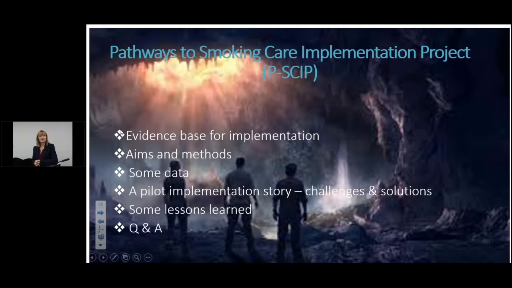All right, so the P-SCIP project, what we're going to run through today is firstly the evidence base as to why implementation should be important in this particular setting, also some of the aims and methods of the study, a little bit of the data. I'm not going to focus too much on the data, but move on to really the story about how it did and didn't happen, and some challenges and solutions along the way, a few lessons learned, and then hopefully some questions at the end for which I might have an answer and I might not.